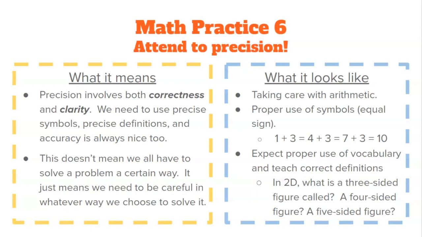Just like the other example I gave, in 2 dimensions, what is a 3-sided figure called? So then what is a 4-sided figure called? And it's not a square. A square is a quadrilateral, but quadrilateral is the proper name for a 4-sided figure.